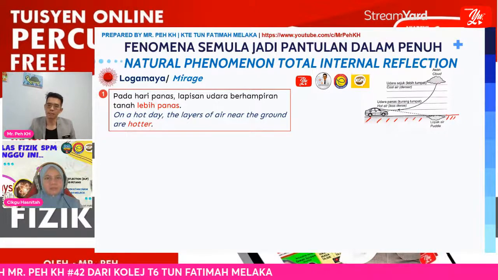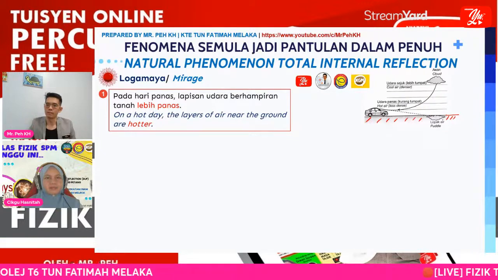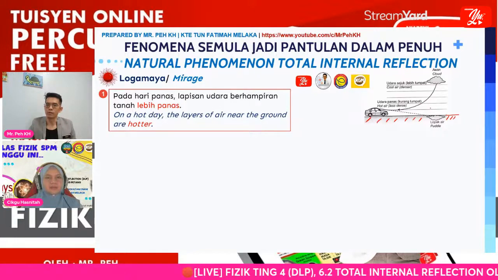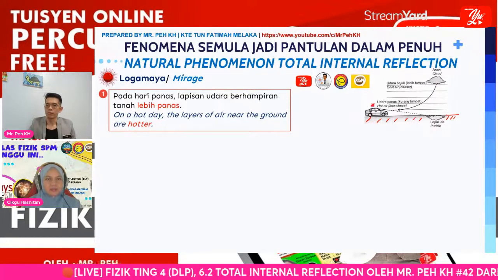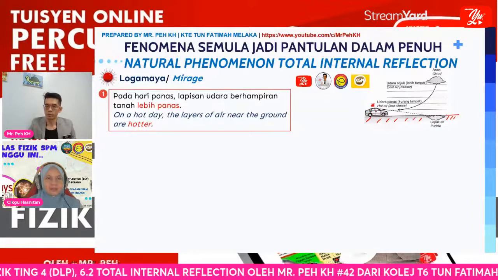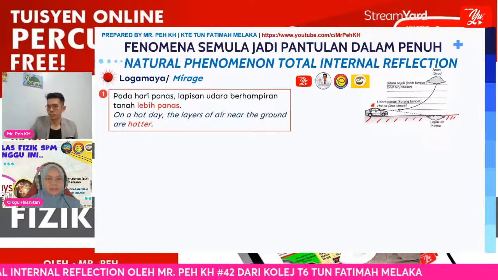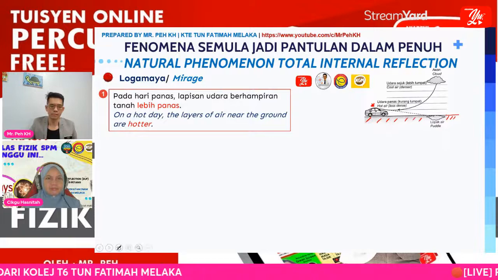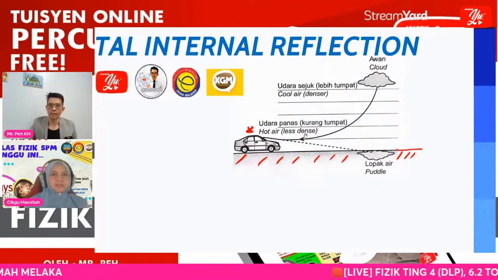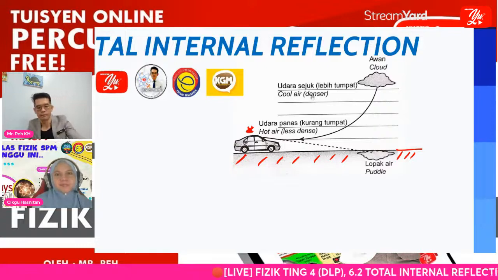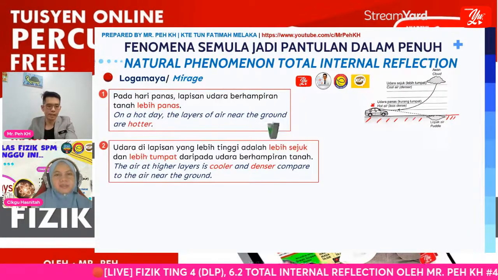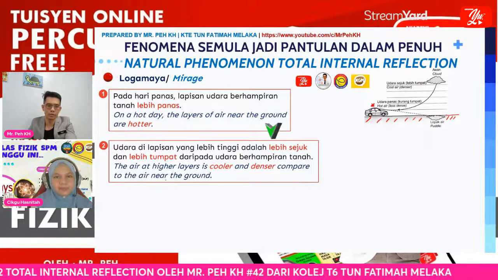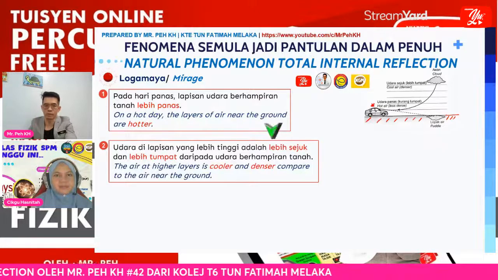During the daytime, the land of the road here will be hotter. So the air nearer to the road will be hot compared to the higher altitude. The hot air will expand, causing the density to decrease. You can see from the picture, the hot air is less dense, and the cold air is denser. The air at the higher layer is colder and denser compared to the air near the ground, as I already mentioned just now.